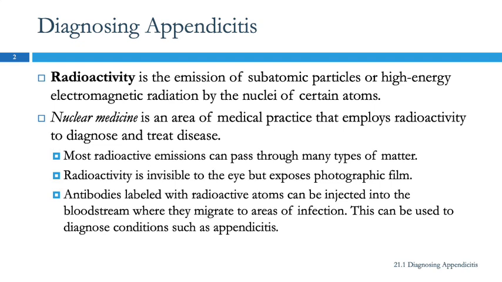and then you inject that antibody into the bloodstream of the person you're testing, and the antibodies will go to the place where infection is. And then by measuring the radiation, you can see where the antibodies are. And so you can see, they're all clustered right over here. This is where our problem is, right? It can be used to diagnose things like appendicitis.